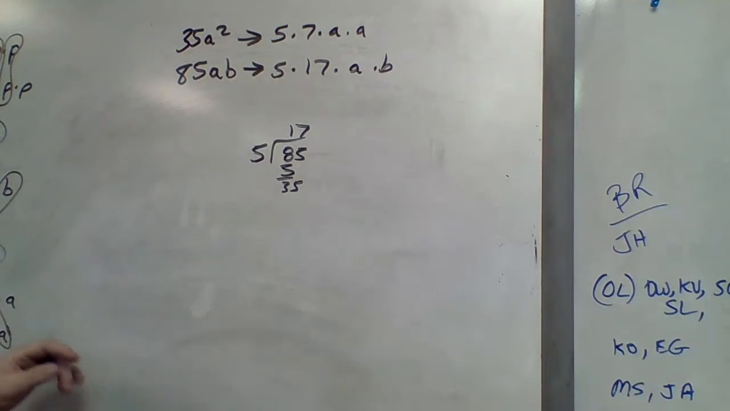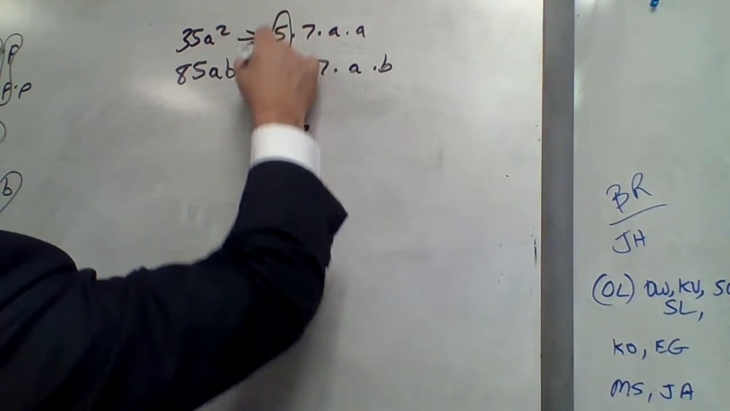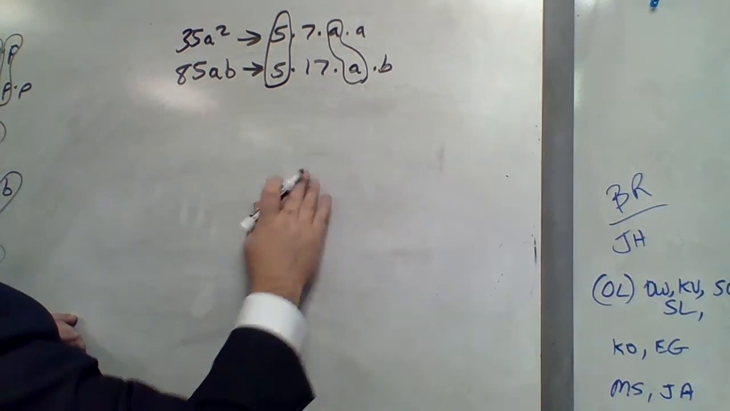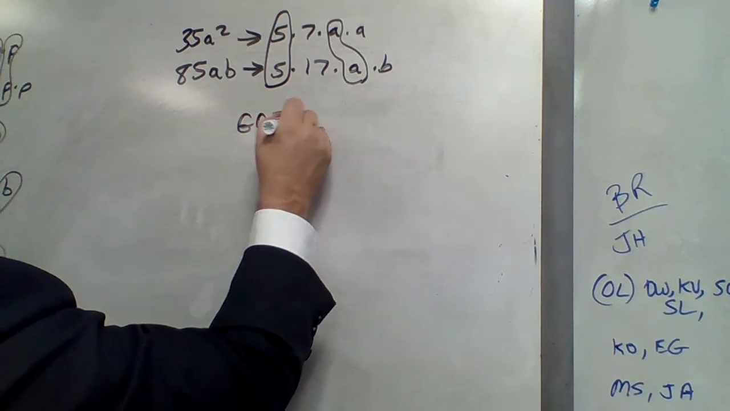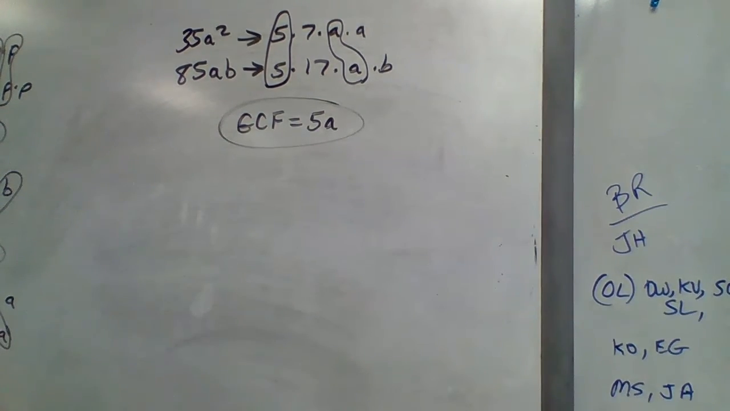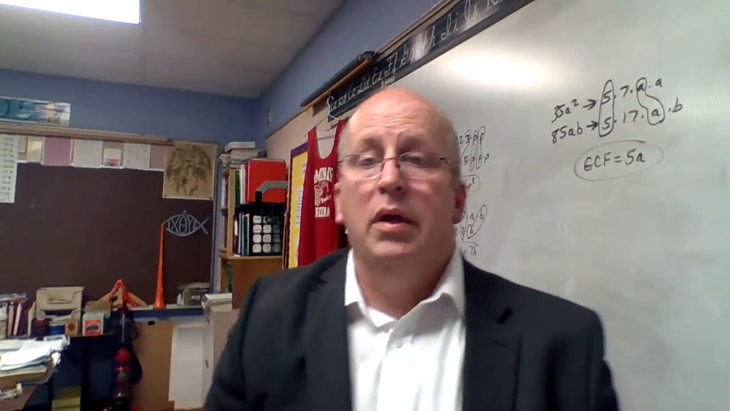Both prime numbers. Now, what do we have in common? We have a 5 in common, right? And we have an a in common. And that's pretty much it. So my greatest common factor in this case would be 5a.